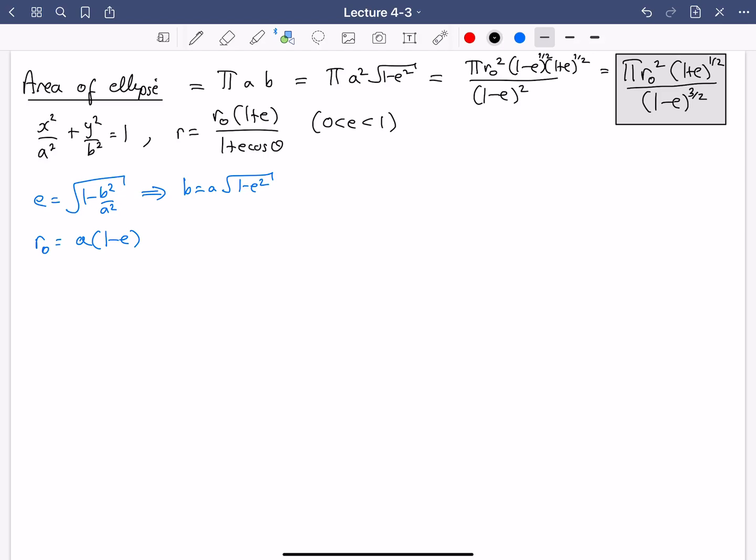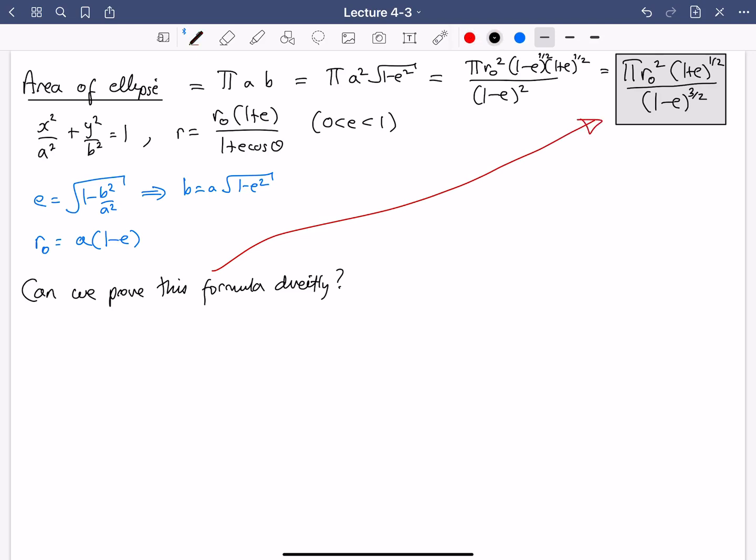You're given r0 and e. It's rather gruesome, right, with all these nasty halves and 3/2s. And so it kind of occurred to me as I was writing that formula down, how would you prove that directly? So that formula there, can we prove it directly?